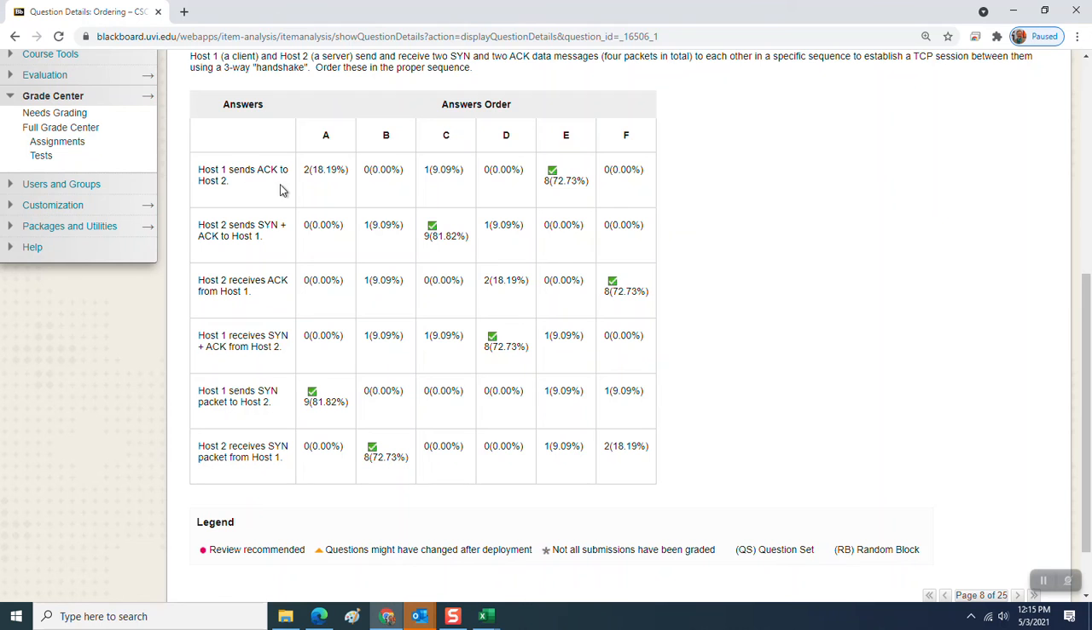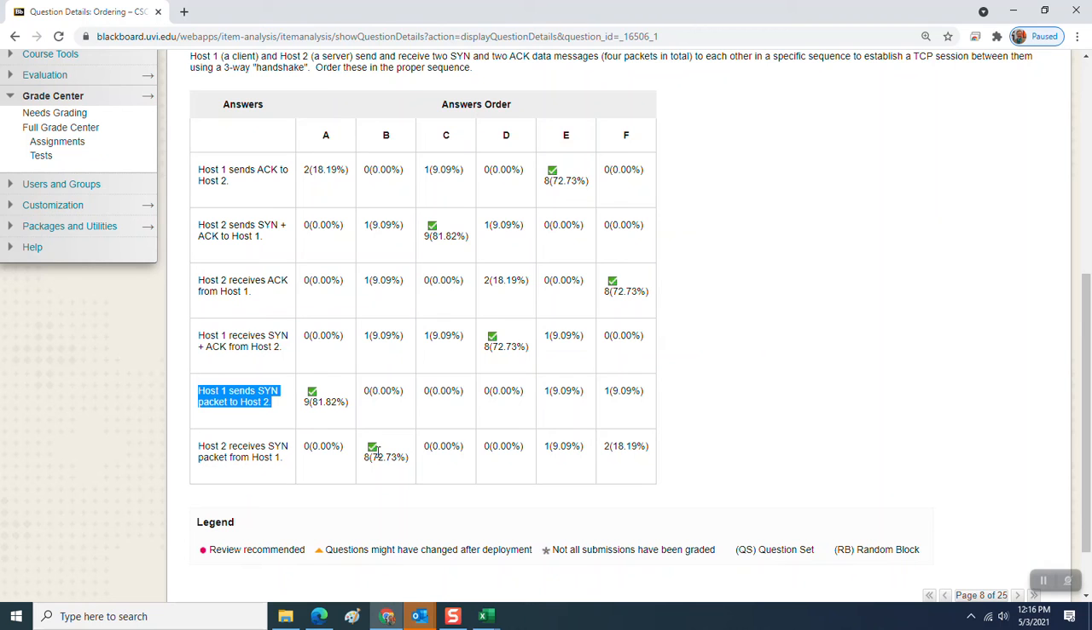So host 1 sends ACK to host 2, so the client sends ACK to the server. That's step 1. No, I'm sorry. Host 1, the client, sends a SYN packet to host 2, the server. That's the first step, yes. The second step, host 2 receives the SYN packet from host 1. The server receives the SYN packet from the client. That's the second thing.